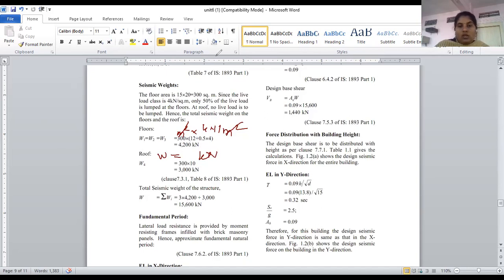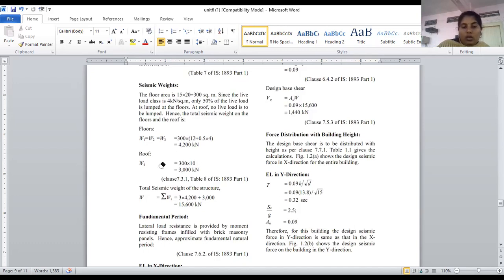Okay. So in this way we have calculated this total weight with respect to the dead load and the imposed load. The cross section area as per the base dimensions 15 by 20 is 300 square meter, into the addition of the dead load and imposed load. So that will be W1, W2, W3, the total seismic loads, which are same.